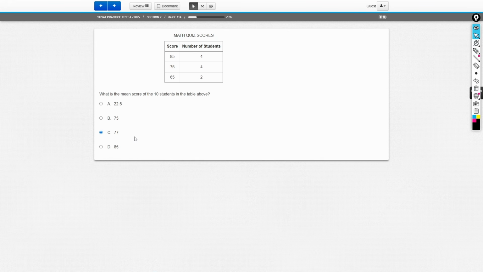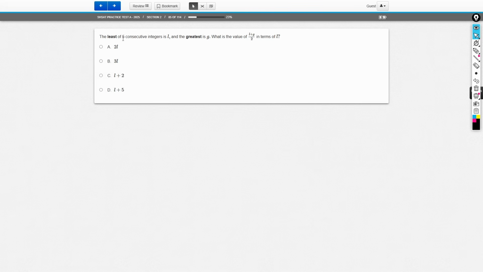Remember, mean: add up all the data points, or in this case, multiply the data points by however many times it's repeated, and then divide by the total number of points. All right. The least of 5 consecutive integers is L, and the greatest is G. What is the value of (L plus G) divided by 2 in terms of L?